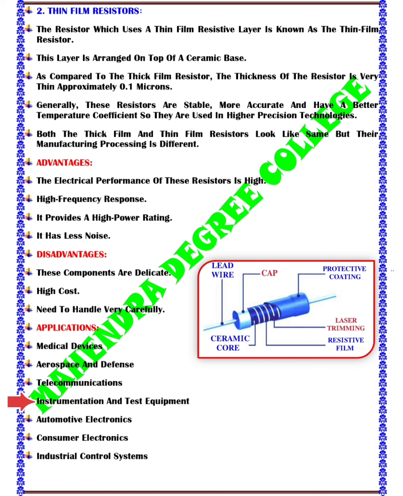Fourth one, instrumentation and test equipment. It means thin film resistors deliver accurate measurements. Fifth one, automotive electronics. It means thin film resistors support advanced driver assistance systems. Sixth one, consumer electronics. It means thin film resistors are found in devices like smartphones and laptops. Seventh one, industrial control systems. It means thin film resistors are used for precise control and automation.